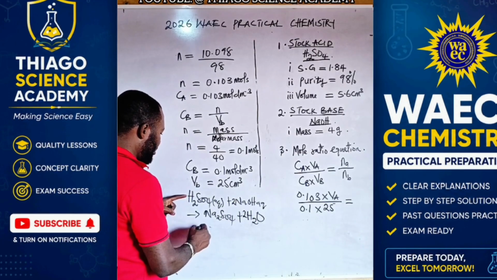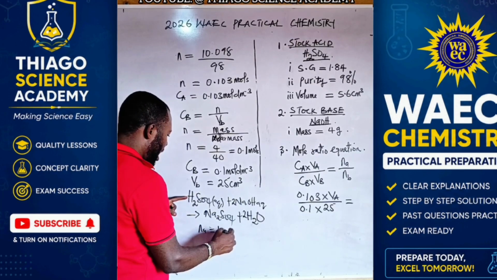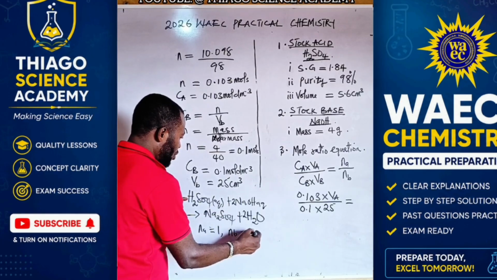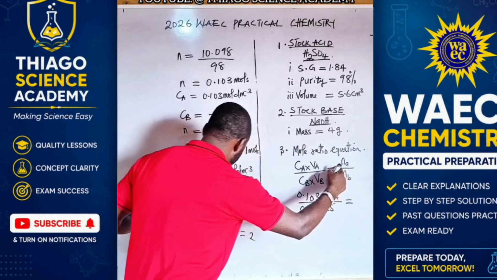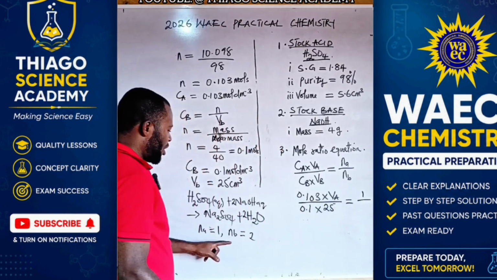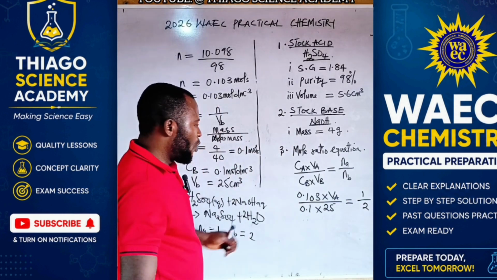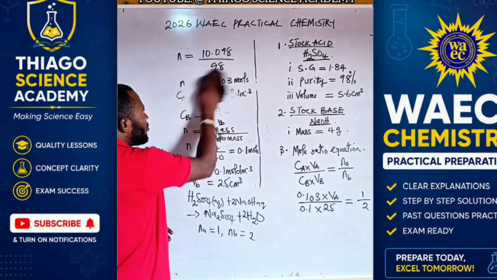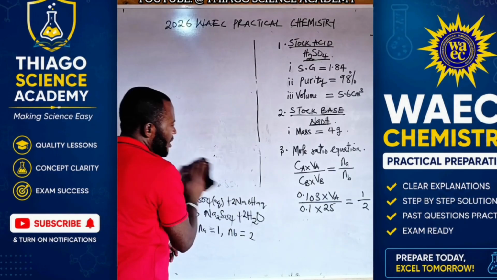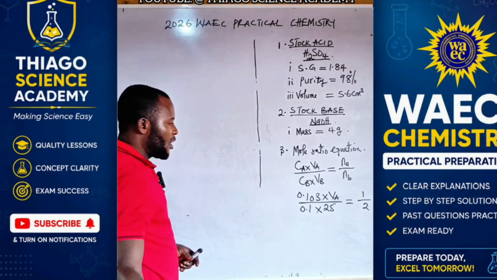So Na here is the number of moles of acid, which is 1. And Nb here is the number of moles of the base, which is 2. So this is equal to Na here is 1 all over Nb. Nb is 2. Now we have our data complete. Then what we are calculating now is Va, which is the volume of the acid.